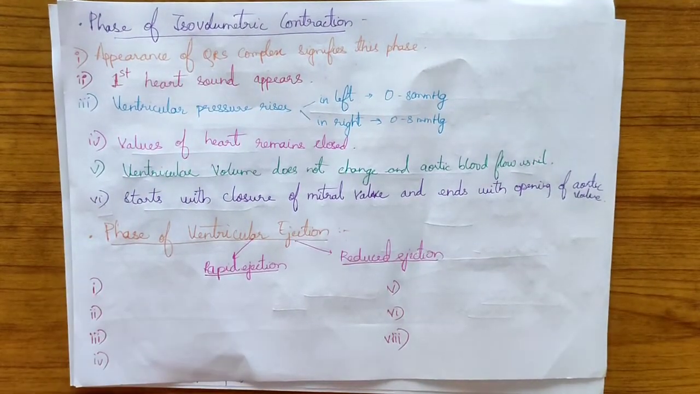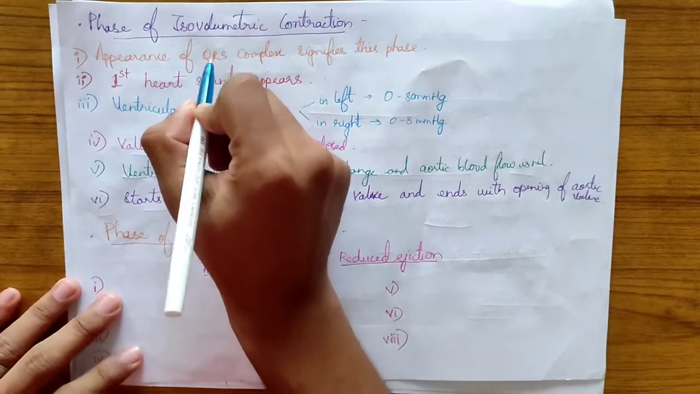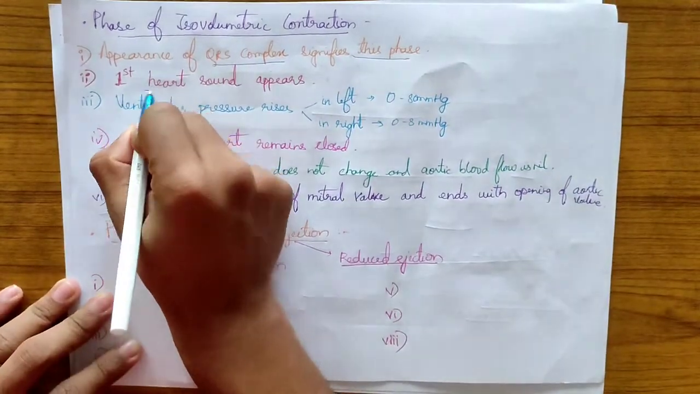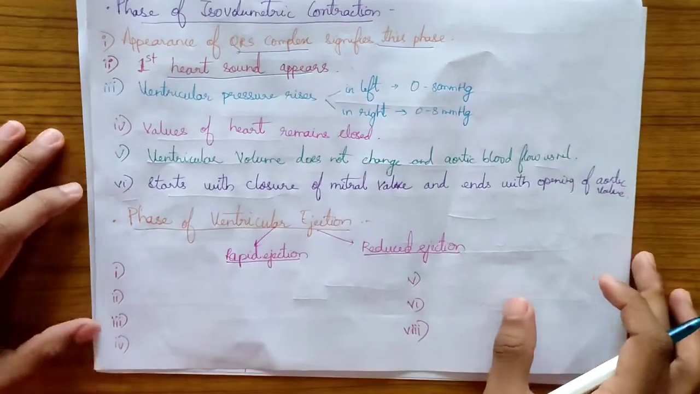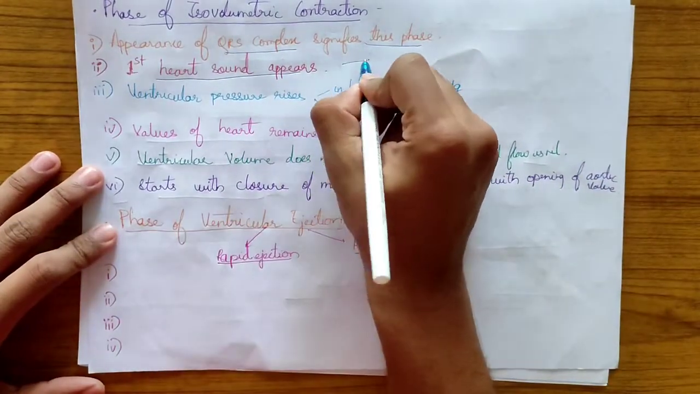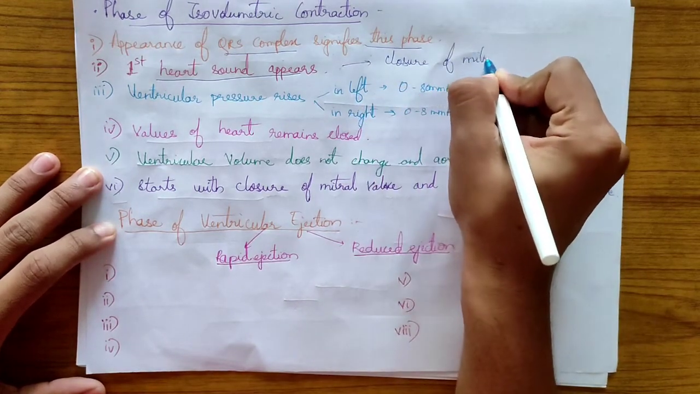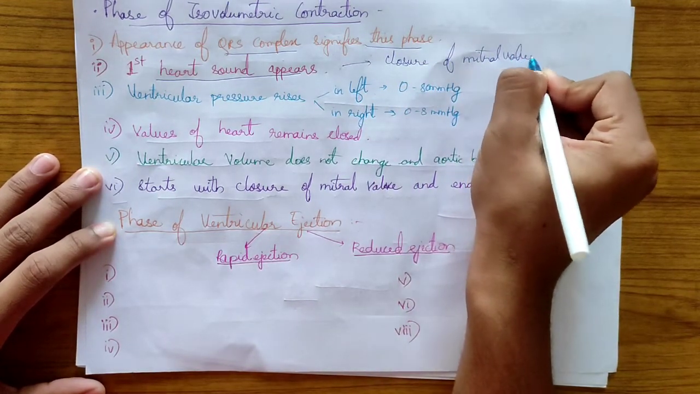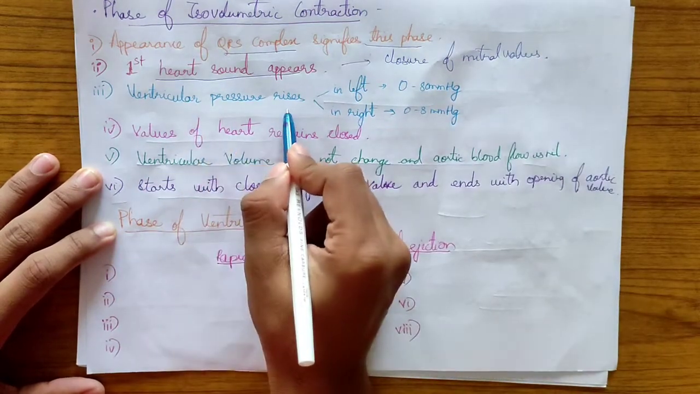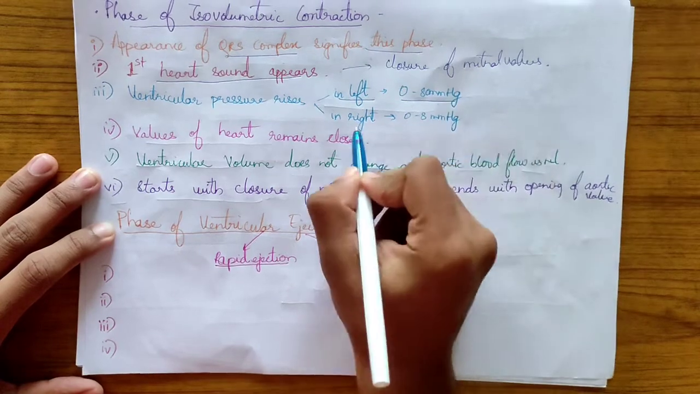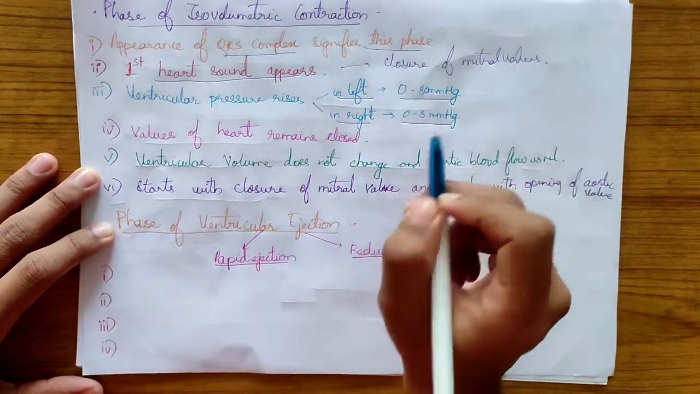So what are the major events in this? There is the appearance of the QRS complex that signifies this phase. The first heart sound is heard in this phase. The first sound appears due to the closure of the mitral valves. The ventricle pressure rises in the left ventricle from 0 to 80 mmHg and in the right ventricle from 0 to 8 mmHg.